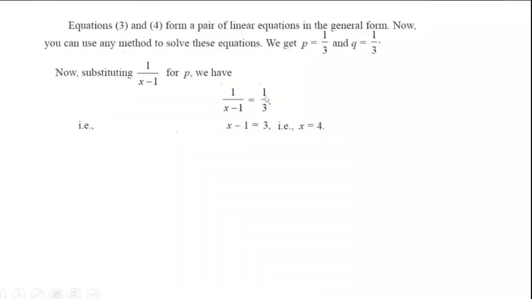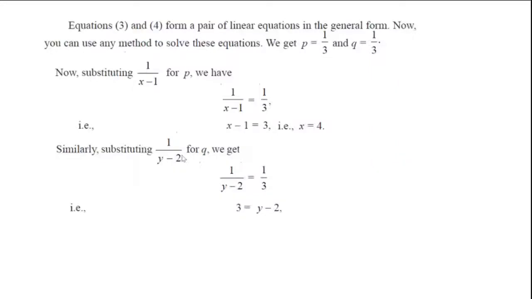In exactly the same way, the value of q. What was q? q was equal to 1 upon y minus 2. Since q is equal to 1 upon 3, I get 1 upon y minus 2 is equal to 1 upon 3, which simplifies to y minus 2 is equal to 3, which gives me y is equal to 5. So I have got x is equal to 4 and y is equal to 5. These are the two required solutions of the given pair of equations.